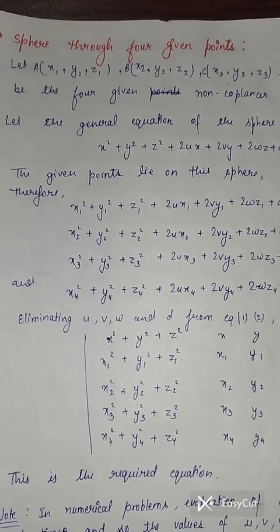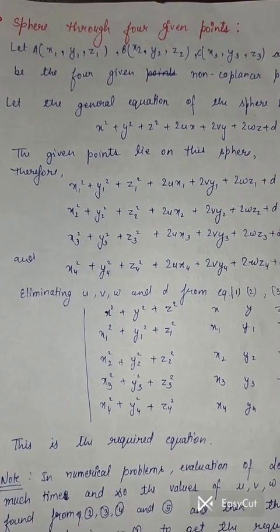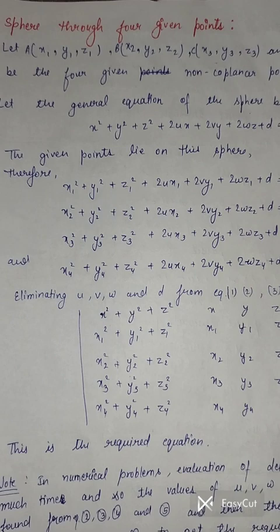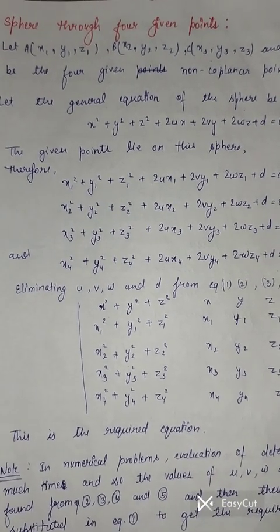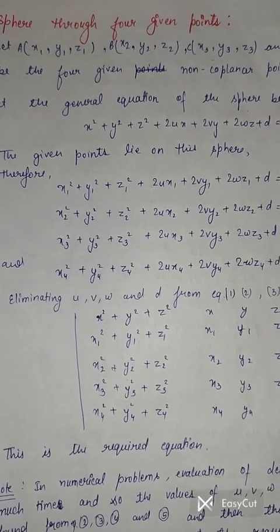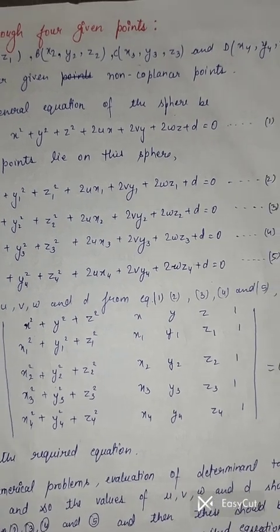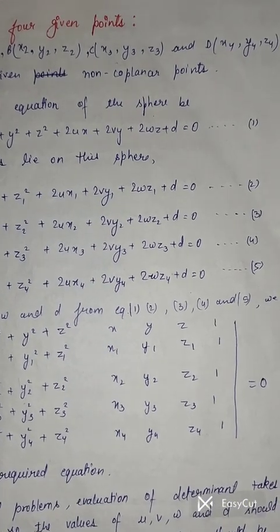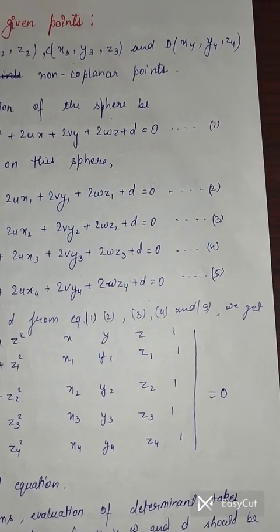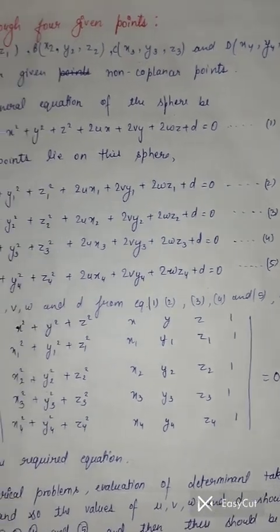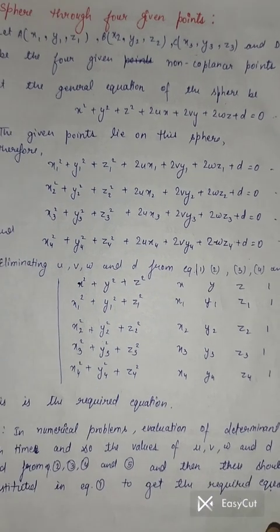Now let us see the equation of a sphere through 4 given points. Let these 4 points be A, B, C and D. The coordinates of point A are x1 comma y1 comma z1, B are x2 comma y2 comma z2, and for point C the coordinates are x3 comma y3 comma z3 and D are x4 comma y4 comma z4. These 4 given points are non-coplanar points.